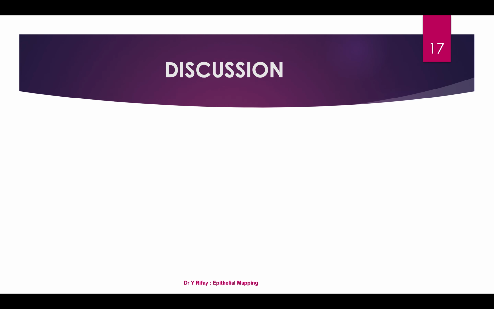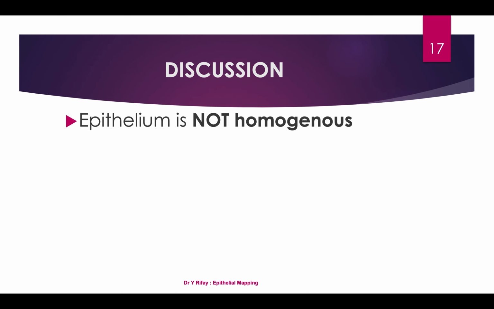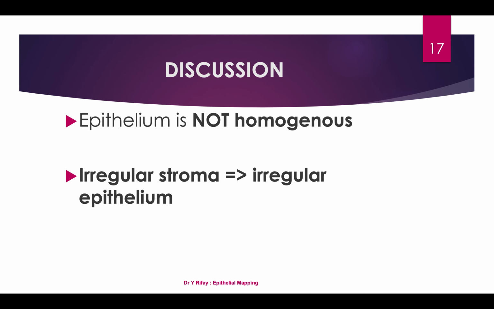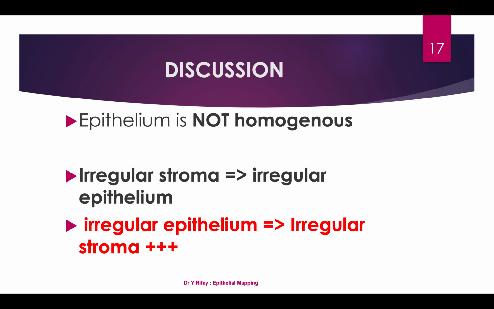Let's discuss these 4 cases. We know now, after the works of Dan Reinstein, that the epithelium is not homogeneous, and irregular stroma leads to irregular epithelium, and irregular epithelium discovers irregular stroma. So when we find an irregular epithelium, we have to look for irregular stroma.